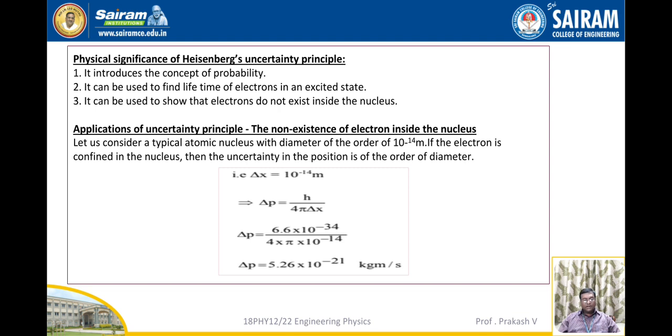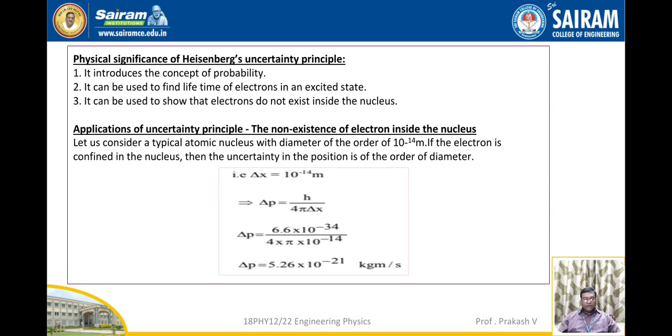Now, let us consider a typical atomic nucleus with a radius of the order of say 10 to the power of minus 14 meter. If the electron is confined within the nucleus, then the uncertainty in the position of the electron is of the order of 10 to the power of minus 14 meter, that is the diameter of the nucleus. So the uncertainty in position, delta x, is equal to 10 to the power of minus 14 meter. Then the uncertainty in momentum, delta p, is equal to h by 4 pi delta x, from the Heisenberg uncertainty principle.